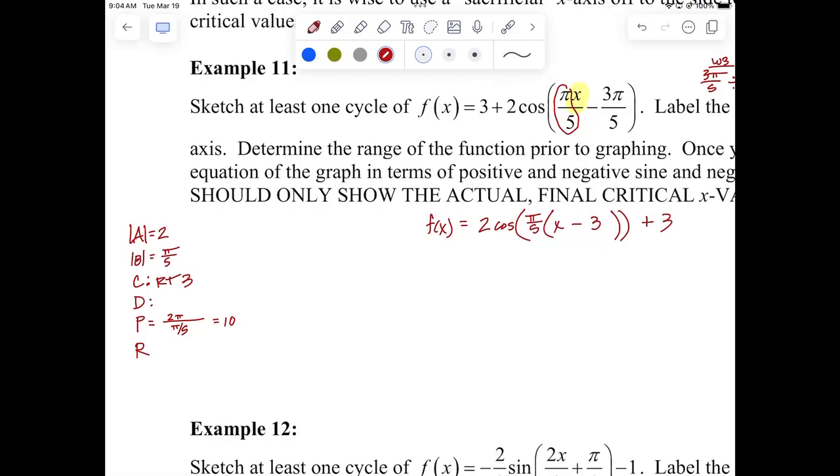All right, and then D, what does the plus 3 do? Good. It's up 3 if you want to write up 3, which means your sinusoidal axis is at y equals 3. And then the range. Once we have the sinusoidal axis and the amplitude, we can find the range. The low point is going to be 3 minus 2, which is 1. And the high point is 3 plus 2, which is 5. So if you notice, the graph takes place entirely above the x-axis.